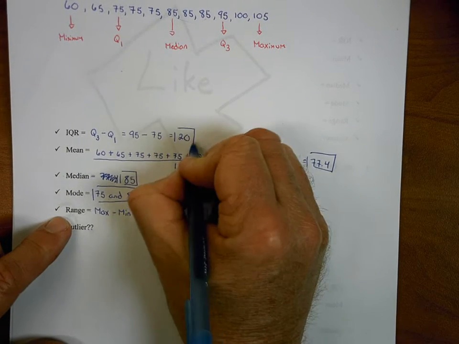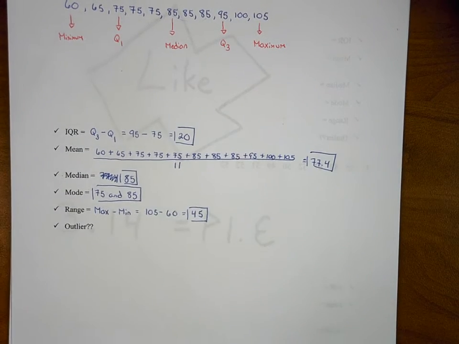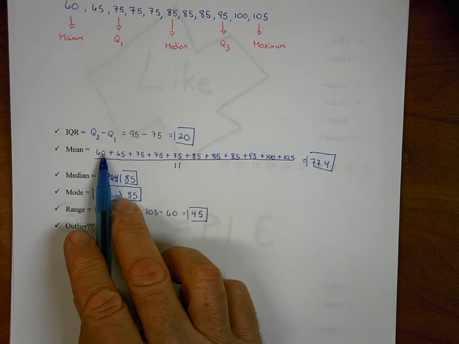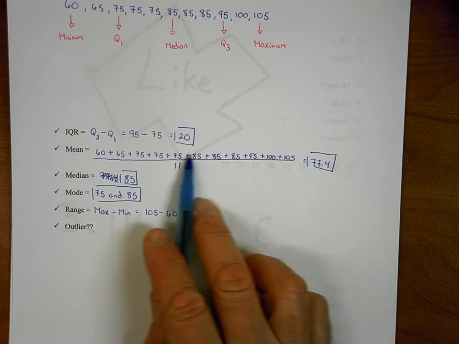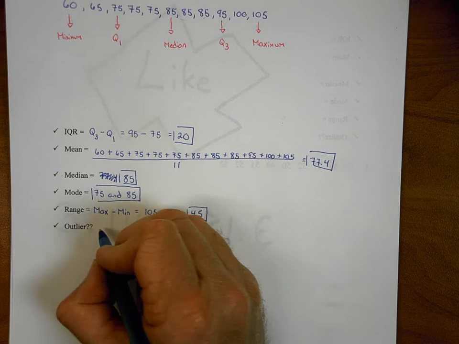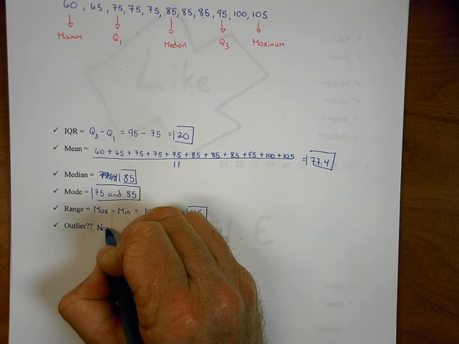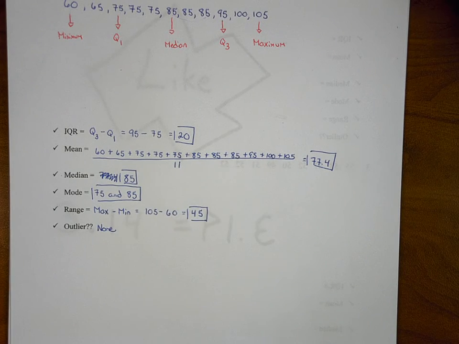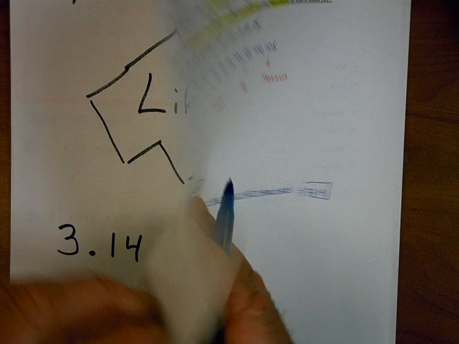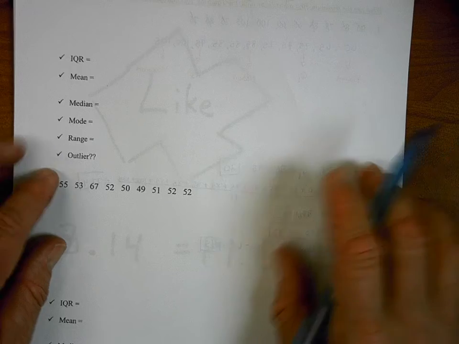And then the last part is asking, is there an outlier? So an outlier is any number that clearly is out of place. And I would say that probably here there's none. There are no outliers. There's really no number that looks way out of place. All right, moving on to the back side, number 2.